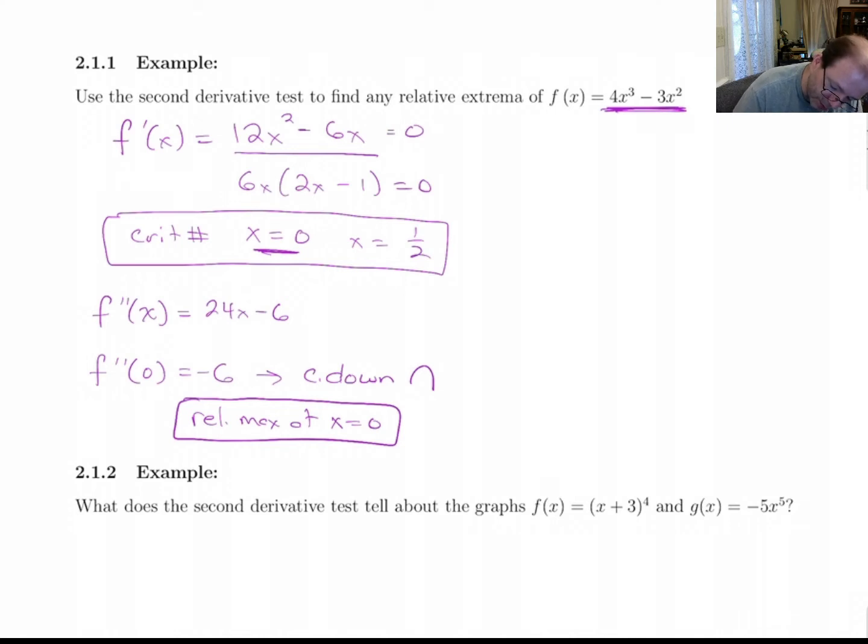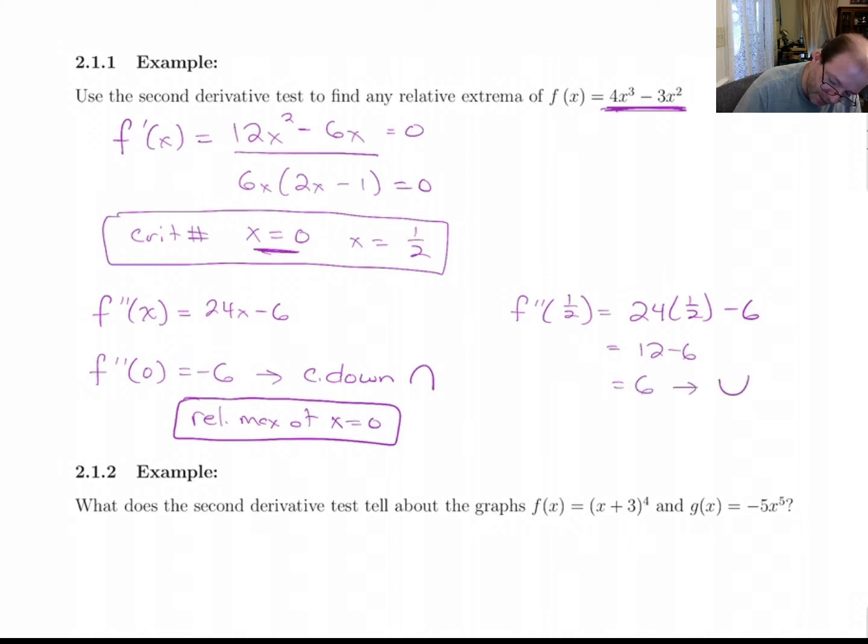Now if I do the other one, f double prime of 1/2, that gives me 24 times 1/2 minus 6. So that's 12 minus 6, which is 6. That's positive, so that tells me that it's concave up. So that tells me we have a relative min at x equals 1/2.